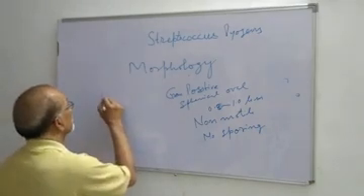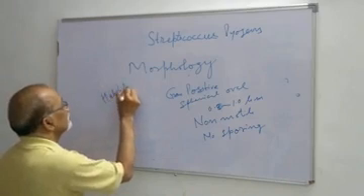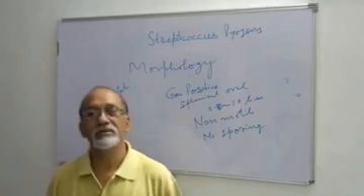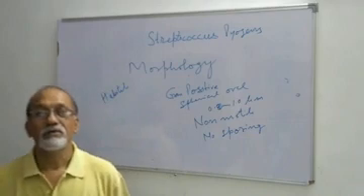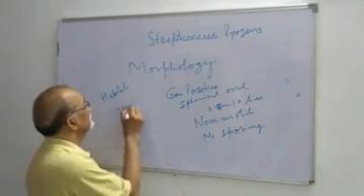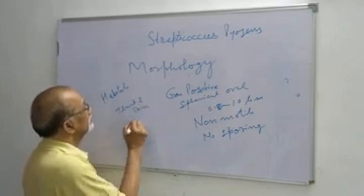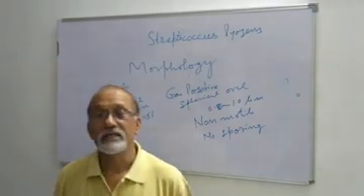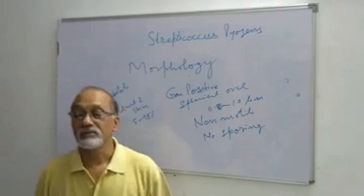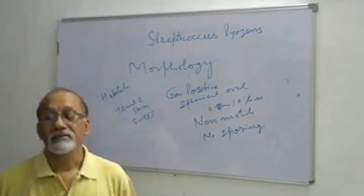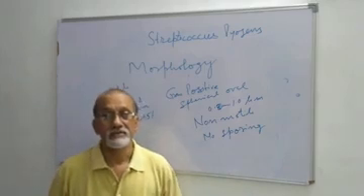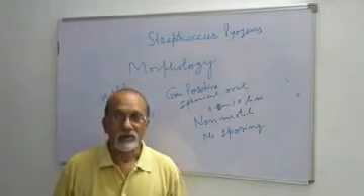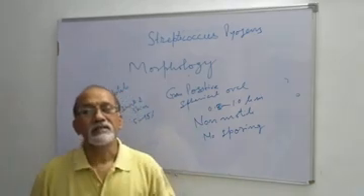Now, habitat. Habitat means where it is found. It is found especially in the throat and skin, and 5 to 15% of normal individuals harbor Streptococcus pyogenes in the respiratory tract without any signs and symptoms. Means 5 to 15% of normal individuals have it in the respiratory tract.